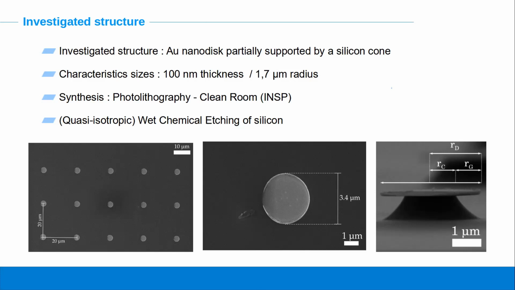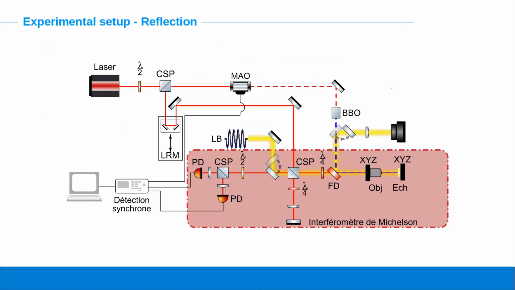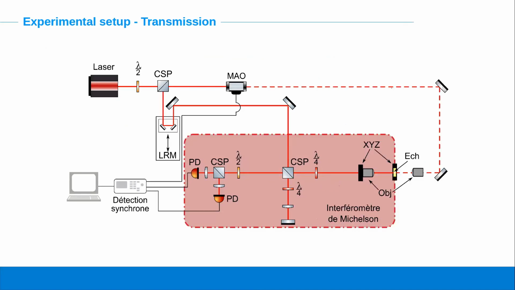The experimental setup used to investigate such structures is similar to the one used to investigate nanowires, except that we added a Michelson interferometer for the detection, because it allows us to be sensitive to the normal displacement at the surface of the disk. And so we have two setups: one in reflection, when both pump and probe lasers are focused on one side of the sample, and one in transmission, when we focus on each side of the sample.